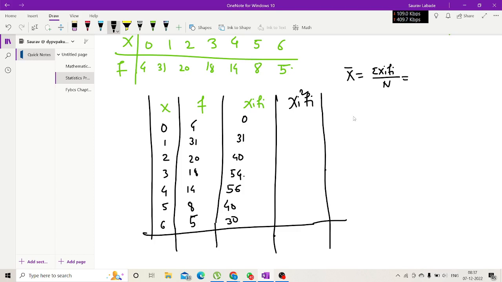Then after that you have to find the variance. Now how can we find the variance? Variance of x is equal to what? It is summation of xi square into fi upon capital N minus x bar square. And for finding this, you need to find this. Tell me then, what did you get as the summation of xi fi? Do it fast.